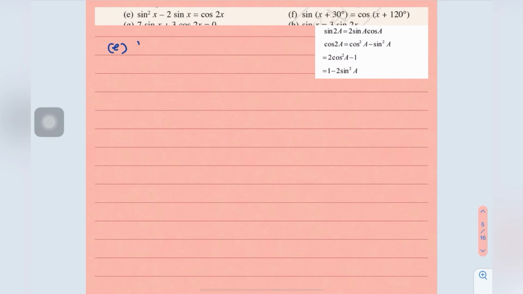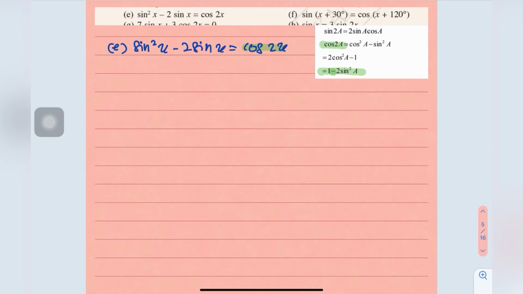Question E. sin²x − 2 sin x = cos 2x. To solve a trigonometric equation, you must make the equation uniform. In this situation, we have sine and cos, so we have to substitute cos in terms of sine to make it uniform. We have cos 2x, the double angle formula for cos, so we can substitute it with 1 − 2 sin²x.